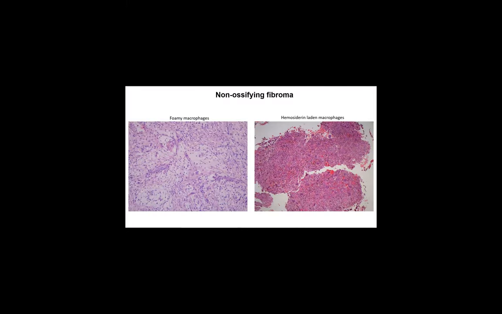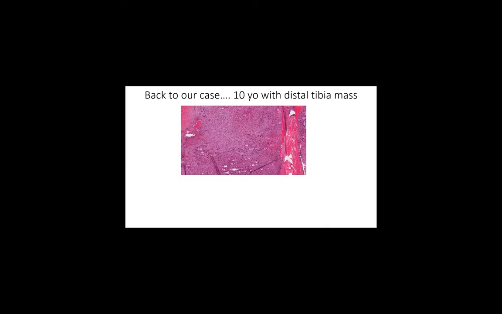Non-ossifying fibroma also typically has areas of foamy macrophages and hemosiderin-laden macrophages as well, which also could be soft clues that you're dealing with an NOF rather than other entities in this morphologic differential. So now we go back to our case.